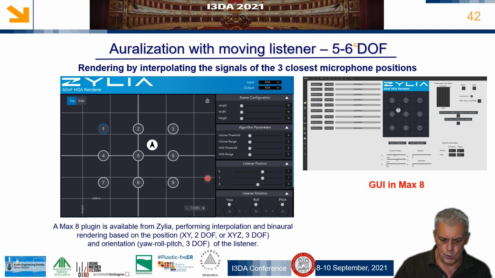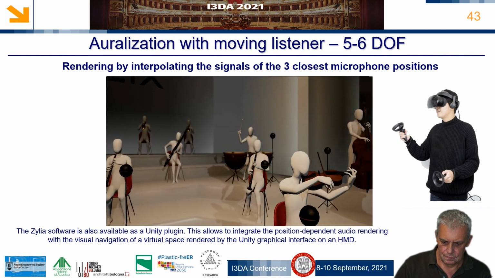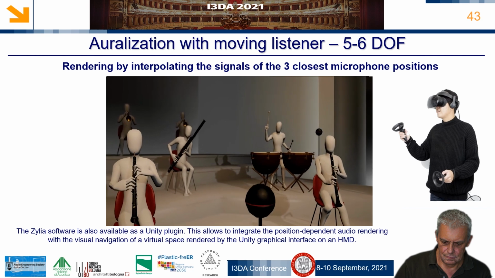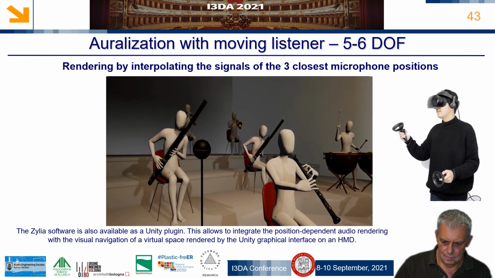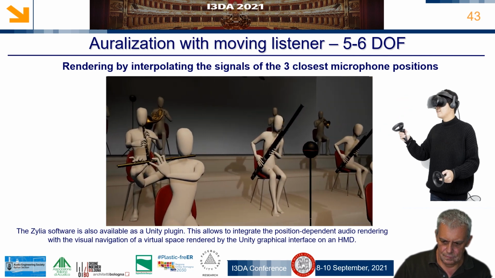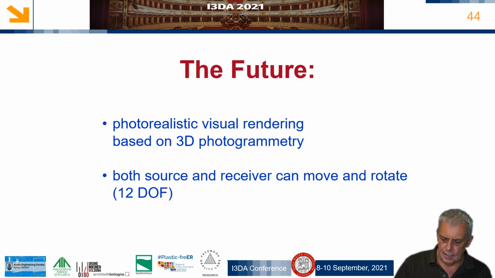The number of positions, the number of microphones, defines the area where the listener can move, having a correct three-dimensional reconstruction of the sound field. Here you see an example from the Zylia website. So, as you see, the listener can move around and change position and orientation in real time.